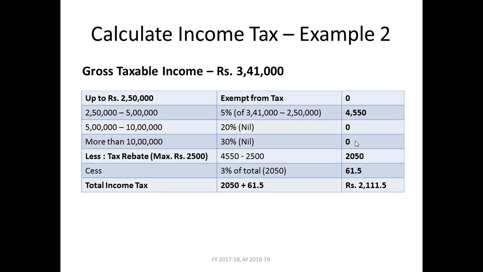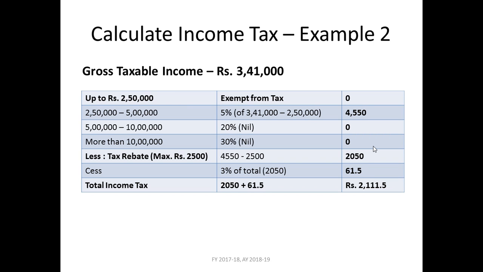So how you calculate the income tax is you first calculate 5% on the amount from 2,50,000 onwards. So basically the difference between 3 lakh 41,000 and 2 lakh 50,000, and 5% of that particular difference is 4,550. As you can see in the second row, we have 5% of that difference, that is 4,550. So that's one part of the tax, and you have no other tax to be calculated. Also in this example, there's a tax rebate of 2,500 that will be applicable, since your gross taxable income is less than 3,50,000.